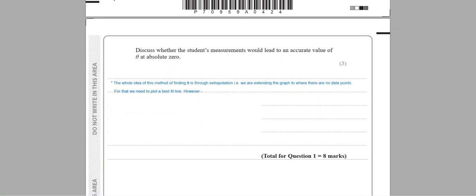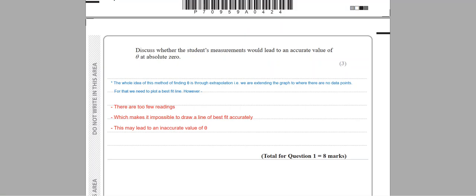The whole idea of this method of finding theta is through extrapolation. That is, we extend the graph to where there are no data points. For that, we need to plot a best fit line. However, if you look at the plotting points, there are only very few. So what are the challenges? There are too few readings to draw a best fit graph accurately, which may lead to an inaccurate value of theta. I'll be scrolling through the entire paper.